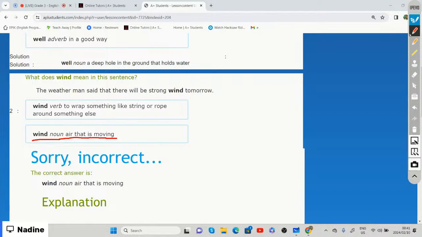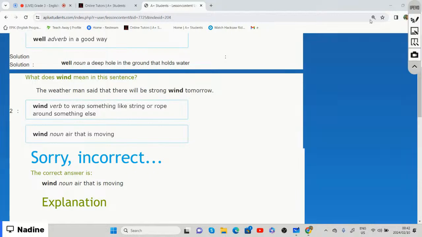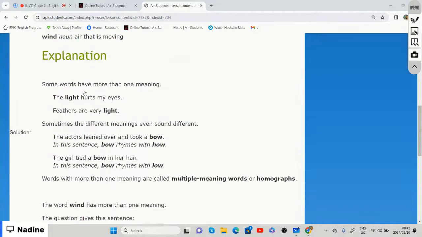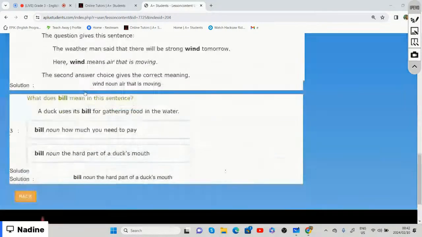So sometimes we'll have strong air that is blowing around or moving around, or you won't even have any air that is moving around, because the first definition, to wrap something like string or rope, that is something different, right? So we will go with the second one, which is wind. It's a noun that is moving, air that is moving.